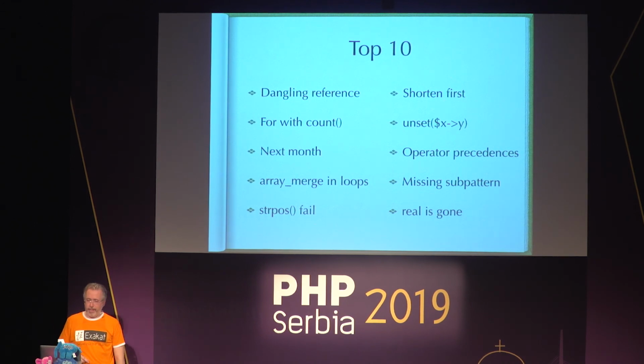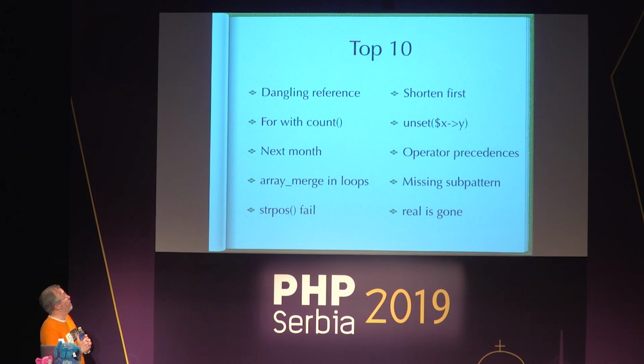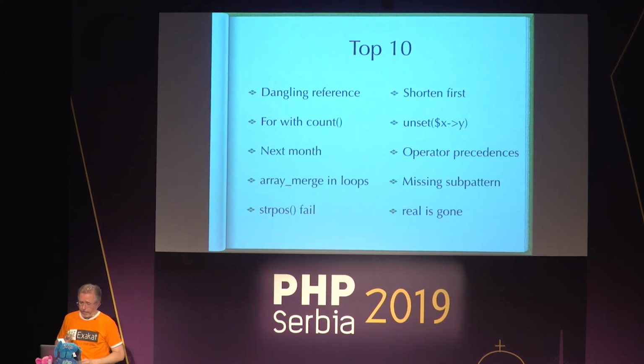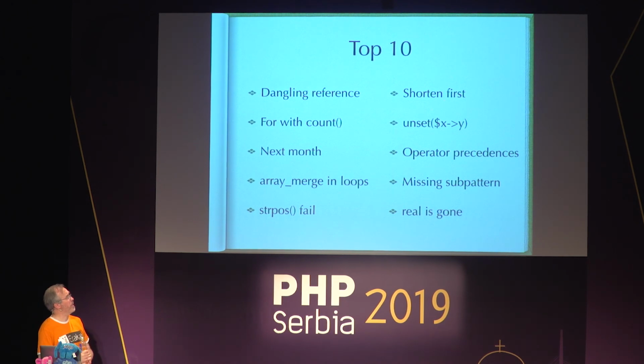You wanted a top 10. Here is a top 10. The top 10 is all there. Dangling reference is probably the most damning stuff, so check that early enough. The foreach with count is more about performance. Next month is funny. The one I didn't mention is unset. It was in a previous slide, but it's kind of short, so I didn't mention that.